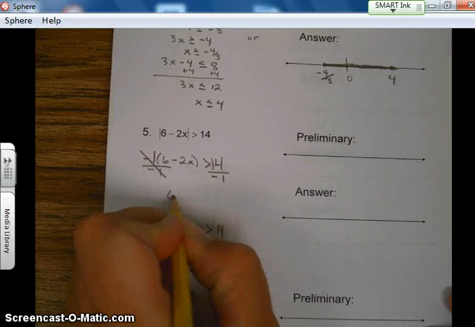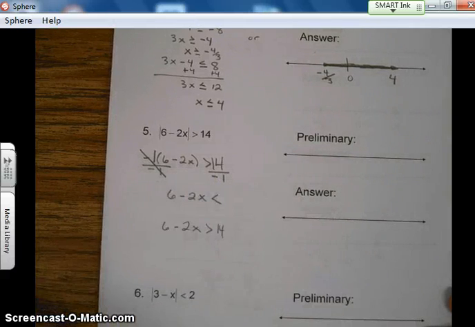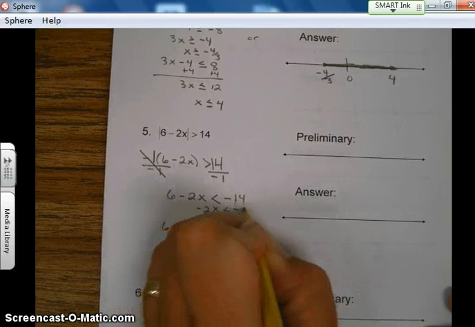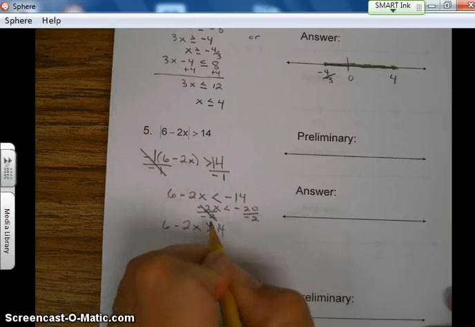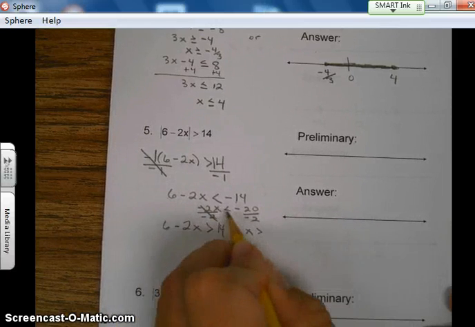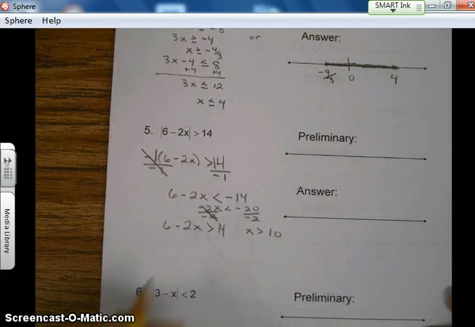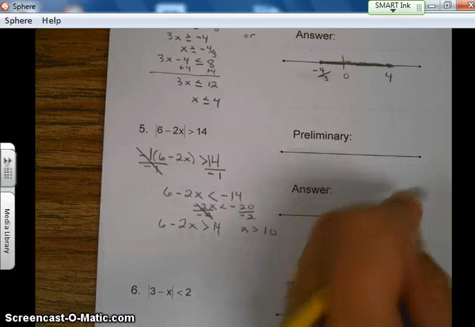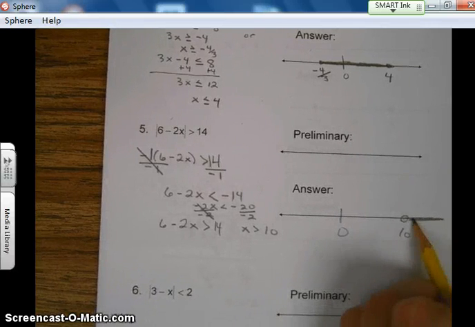We're going to have 6 minus 2x divide by negative 1, so notice the inequality switches directions. Gives us negative 14. Okay, subtracting the 6, we get negative 20. Okay, dividing by negative 2. Got to remember we're dividing by a negative, so our inequality is going to switch symbols. It's going to go from a less than to a greater than, and that's 10. So we're going to have 10 out here. It says x is greater than 10. No equal sign, so we want an open dot because we're not including 10 in the solution, but all numbers greater than 10 are in the solution set.